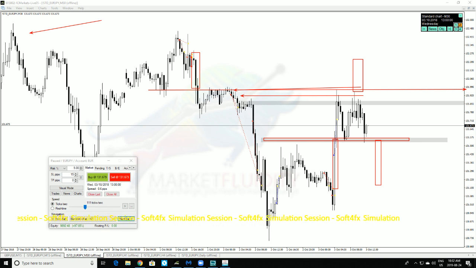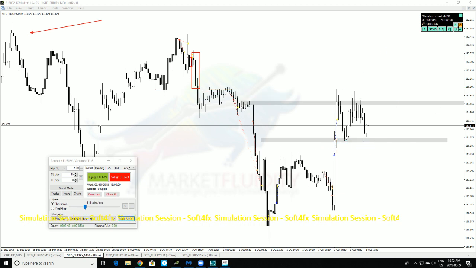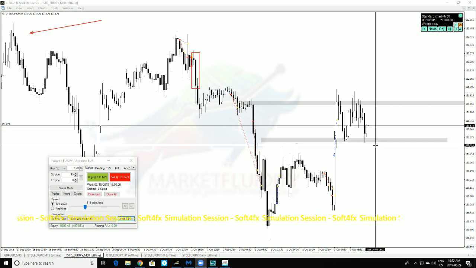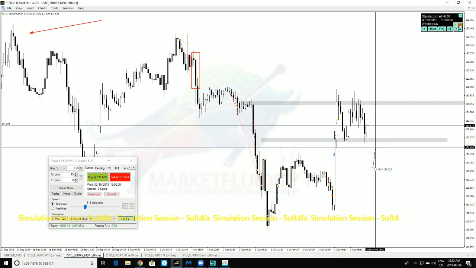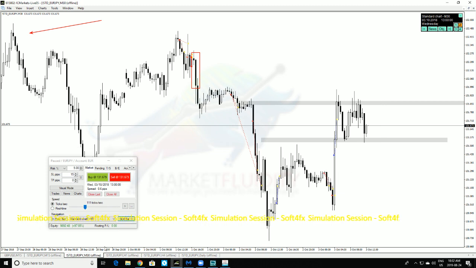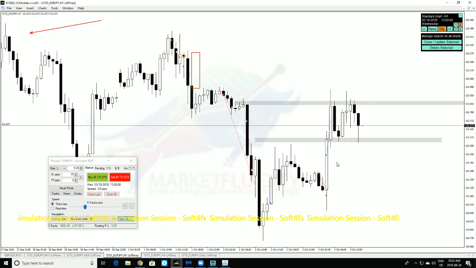So we're just going to wait and see how this happens, because if it breaks down, we're going to have a profitable trade. Or if it breaks up, we're going to have another profitable trade. So let's see here. Ooh, we got some 20, 30 pips here. Perfect. So we got to wait. So right now, the bias is ranging.